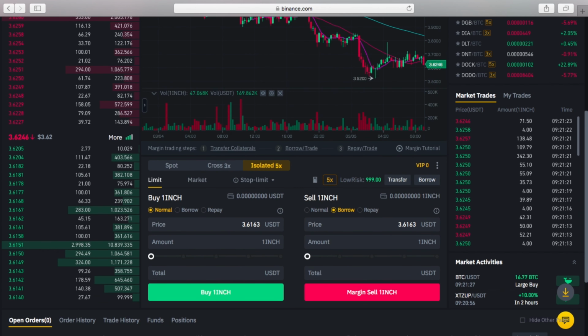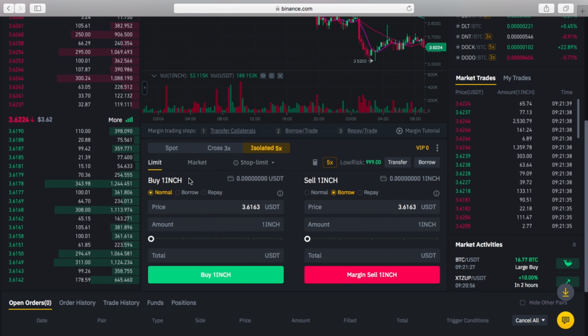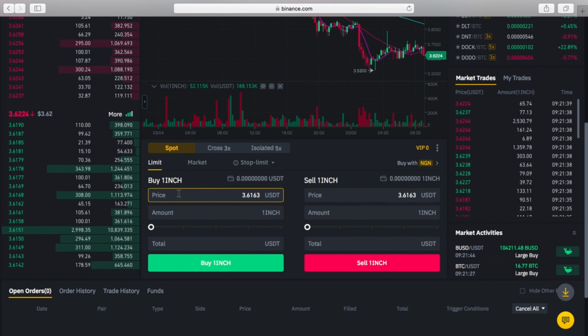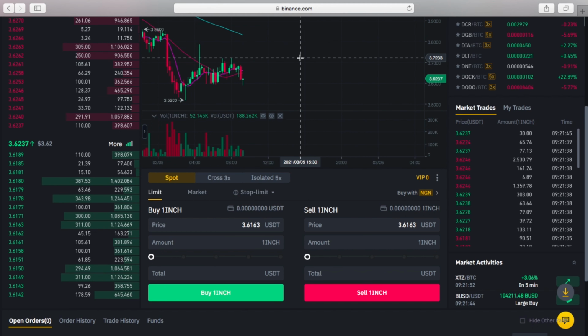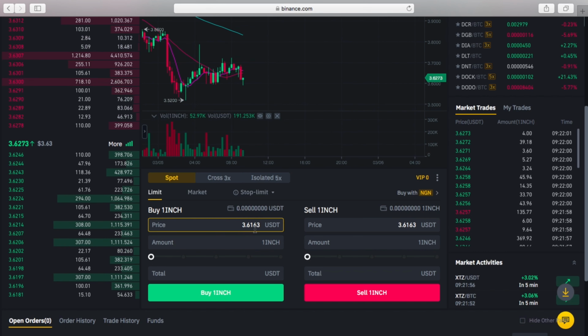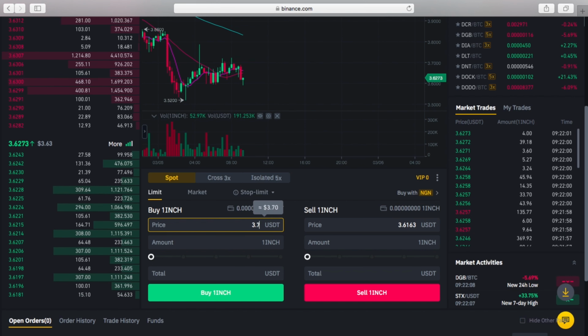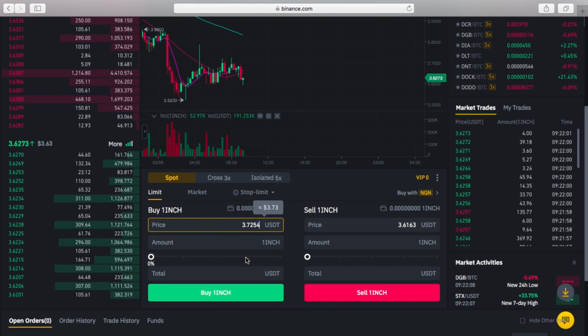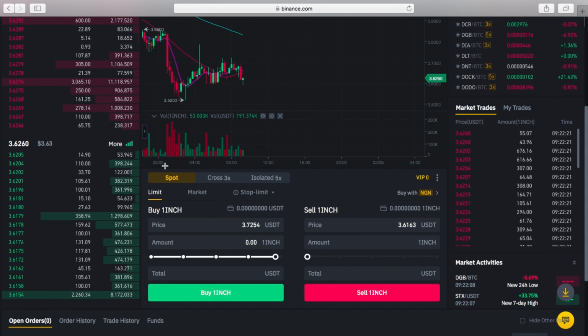So now this is what you should see. Very important. Now this is the stop limits, the market, and the limits. In spot trading, if you go into a trade using the limits, definitely your order will not trigger until the limit is reached. Let's say I want to go into this trade when the price gets to this level, which is 3.7254. So all I have to do is type it here, 3.7254. You see? So I select total USDT, whatever, and click on buy 1INCH. If it doesn't get to this price, definitely it's not going to trigger. You understand? So this is my desired price.